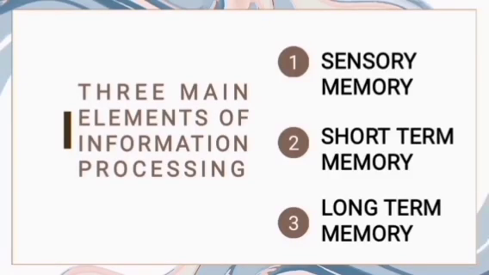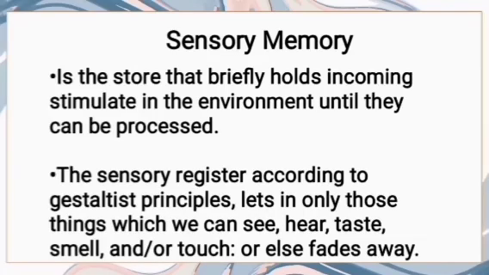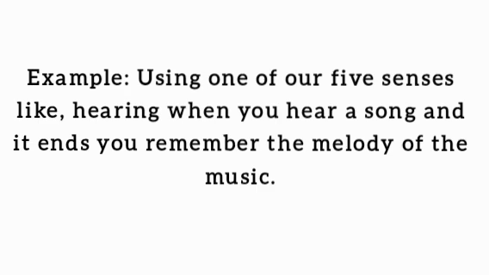The first one is the sensory memory, the second one is the short-term memory, and the third one is the long-term memory. Sensory memory is the store that briefly holds incoming stimuli in the environment until they can be processed, registered according to Gestalt principles. It lets in only those things which we can see, hear, taste, smell, and touch. These are our five senses. For example, when you hear a song and it ends, you remember the melody of the music.